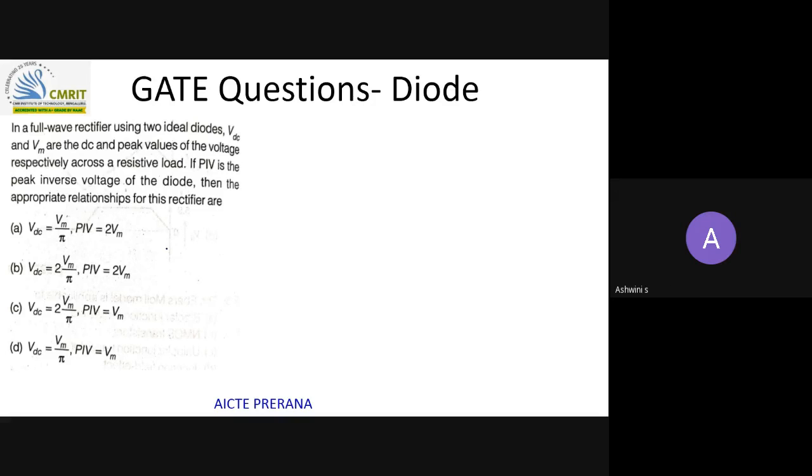Option B, sir. Obviously, option B only, right? Using two diodes means center tapped, obviously. Center tap, peak inverse voltage is 2 Vm. VDC is this, obviously.